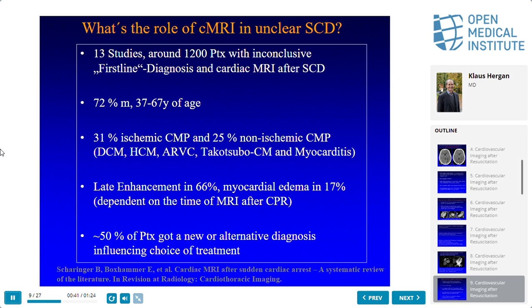And late enhancement is one of the most important findings. It was in 66% of the cases, and myocardial edema was only there in 70%. This is because these patients don't come immediately after resuscitation to MRI. They usually come within a week or within 10 days when they are in the hospital. 50% of the patients got a new or alternative diagnosis, and it influenced the choice of treatment. So MRI is really worthwhile in those patients because many clinicians don't know about the causes of the sudden cardiac death.